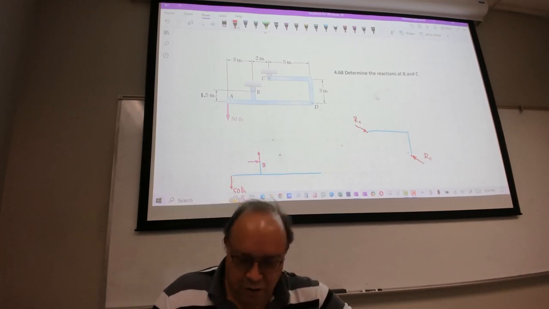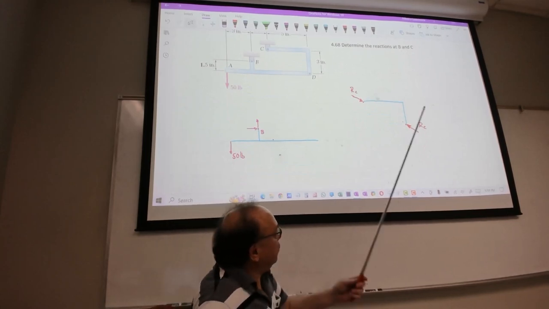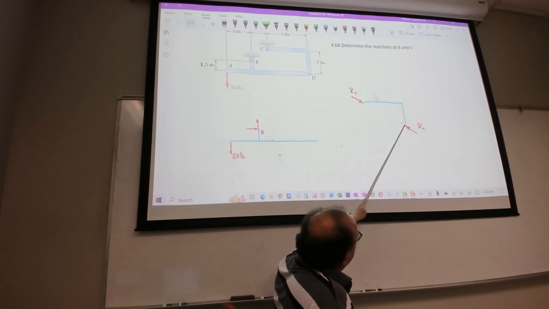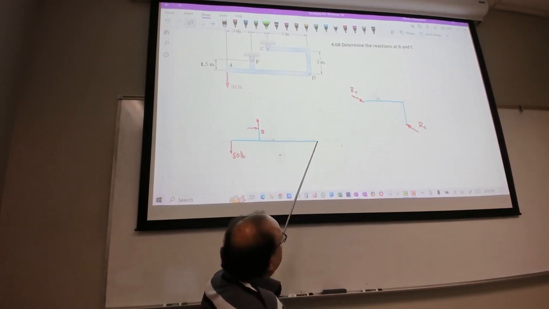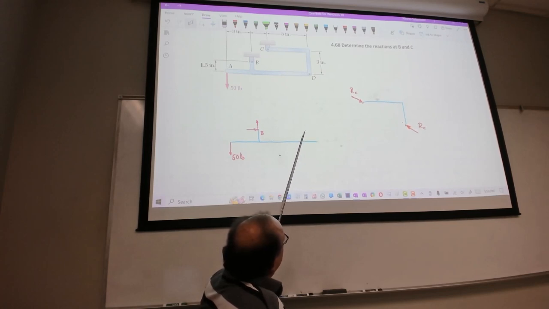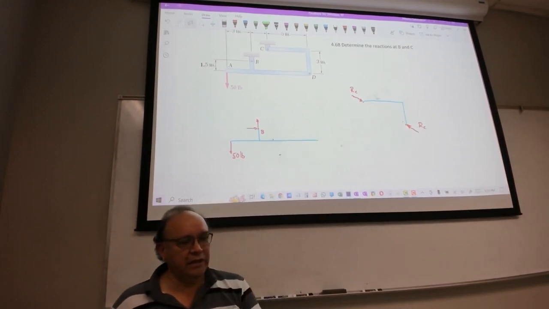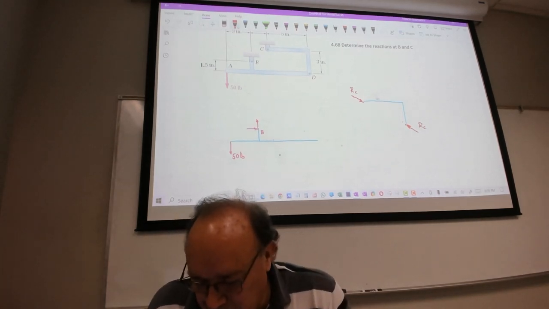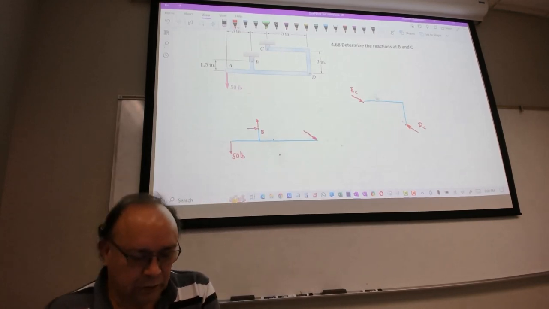So let's assume that, right? Now, if you assume that this force is going in this direction, then we have to put that force here in the opposite direction because those are the same force, right? It's just action reaction, right? You have to put that force like this. Right?